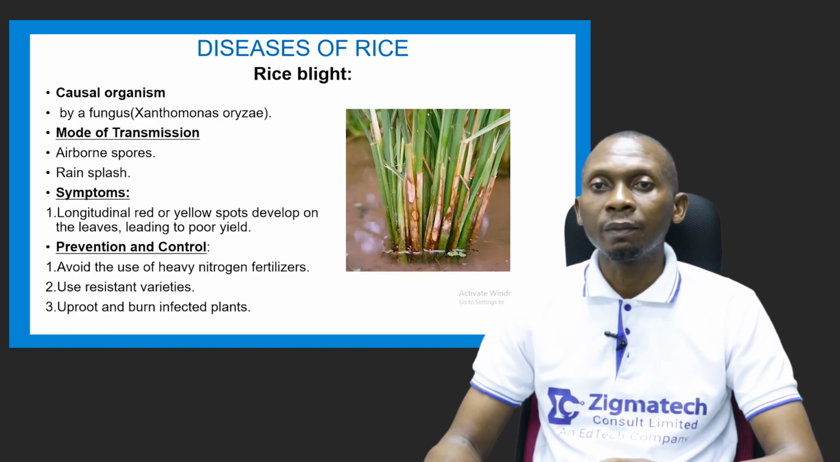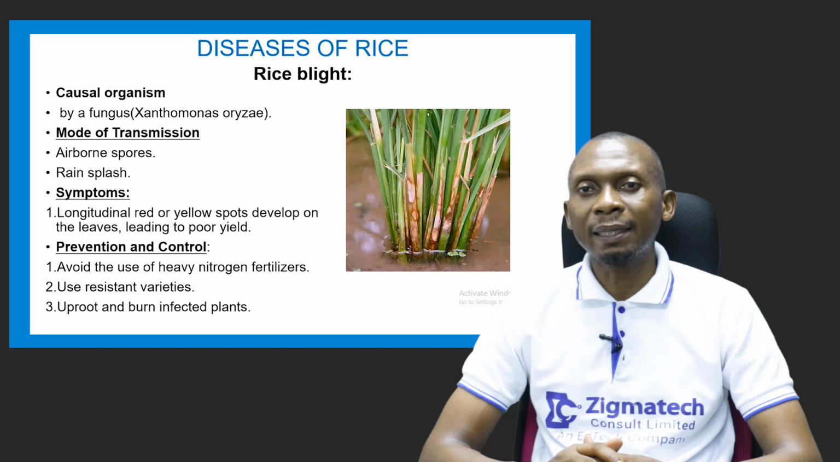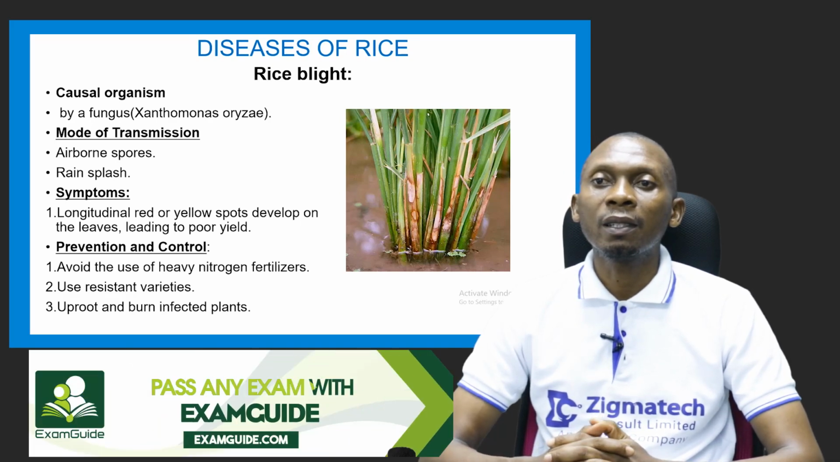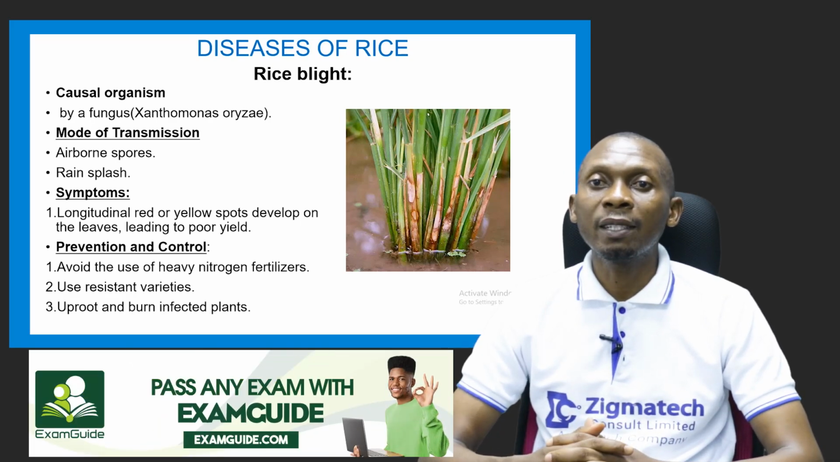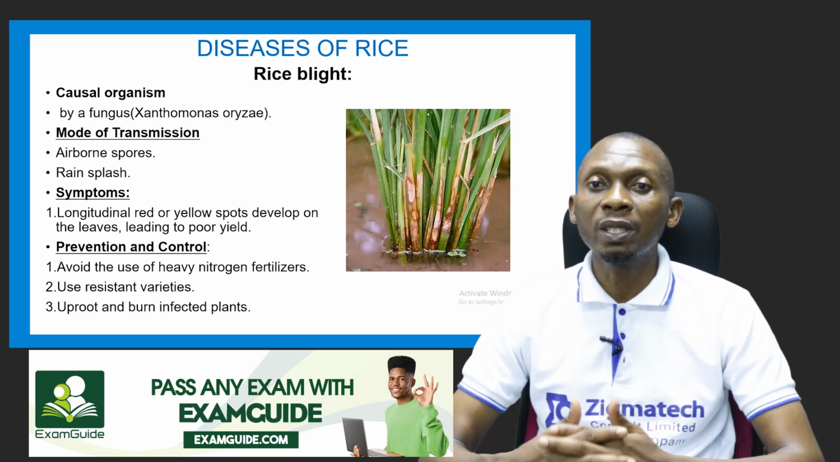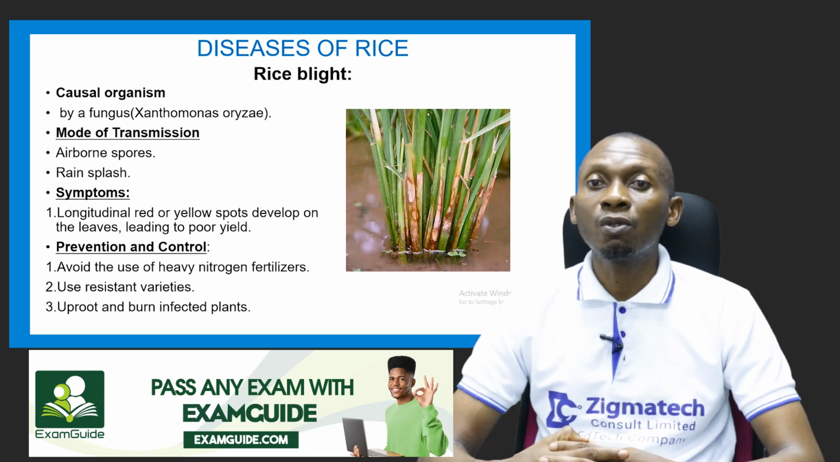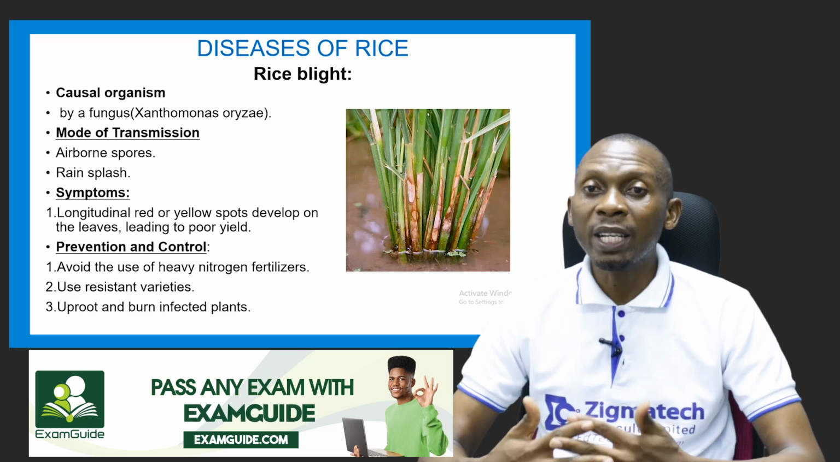farming season. We have rice blight, another fungal disease. It's a disease that affects rice, caused by the fungus Xanthomonas oryzae, and it's transmitted by airborne spores as well as rain splash.